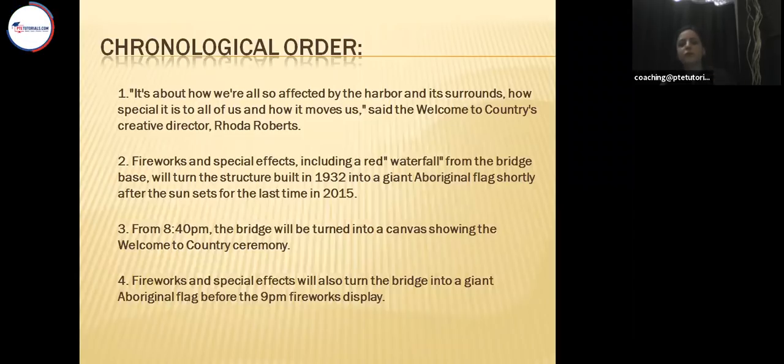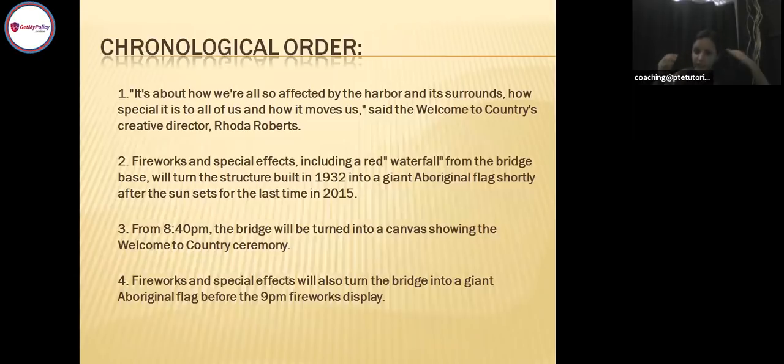Next is from 8:40 p.m. You cannot write this word, from 8:40 p.m., as my opening sentence. Next, fireworks and special effects. This is the same word that I'm getting in number 2. But the next line has words like "will also." Also can never be written in the opening sentence. And this way I'm taking second number as my opening sentence.